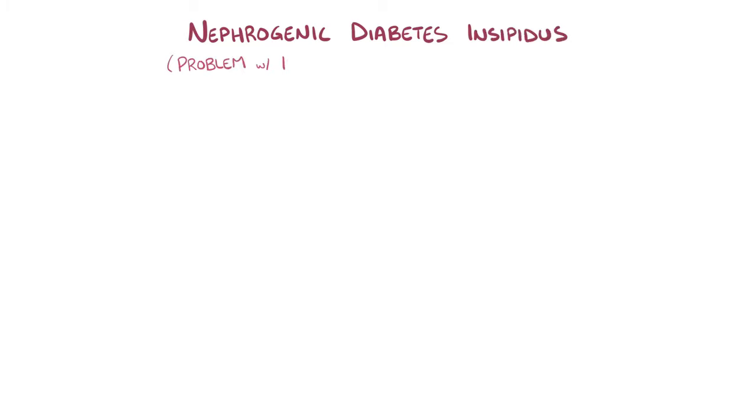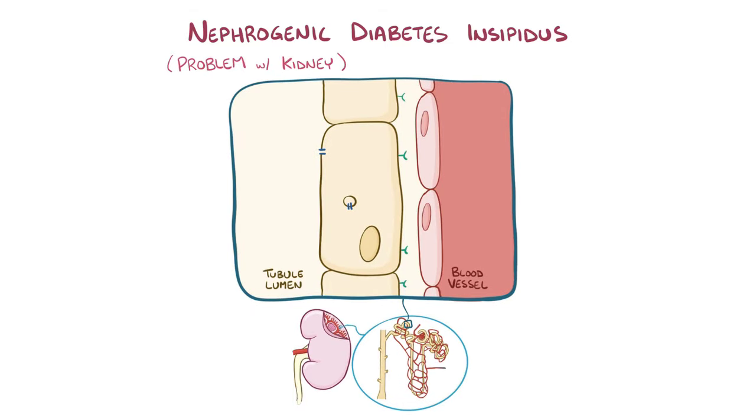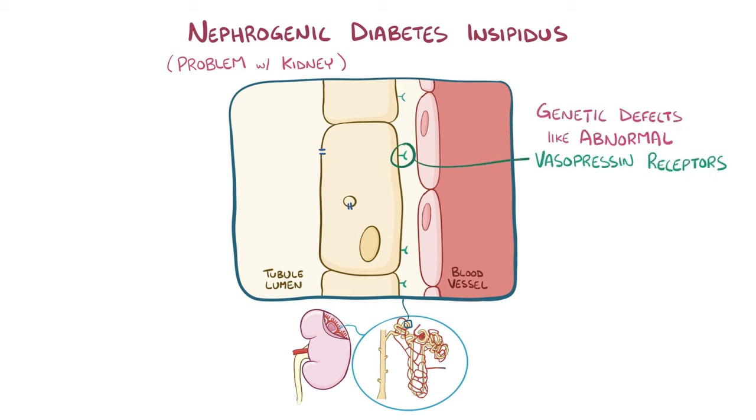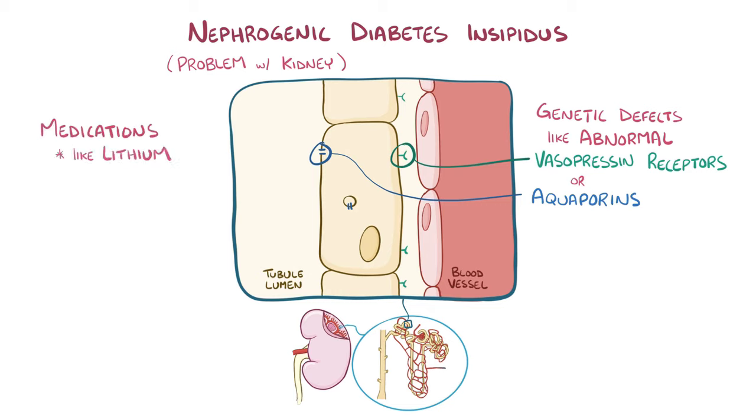The second type is nephrogenic diabetes insipidus, which is when there's a problem with the kidneys themselves, which makes them unresponsive to ADH. That can happen due to a genetic defect, which can lead to abnormal vasopressin receptors or aquaporin proteins that are unresponsive to ADH. In addition, there are medications like lithium that can decrease the production of aquaporin proteins in the collecting duct. Finally, there are kidney disorders like polycystic kidney disease that can cause diabetes insipidus.